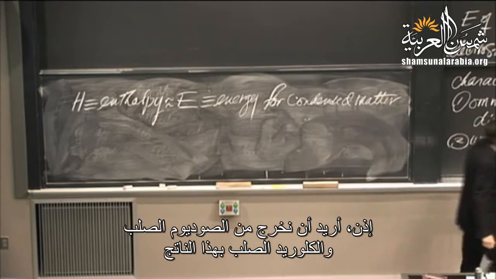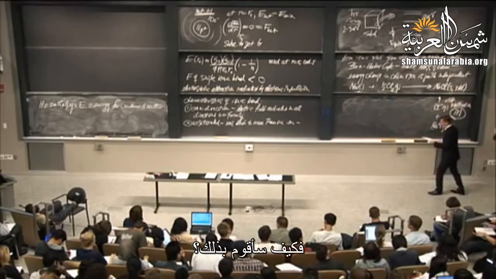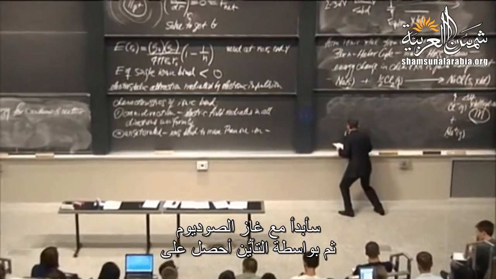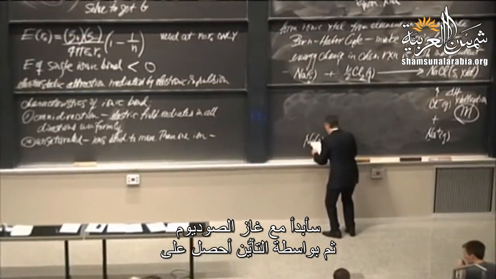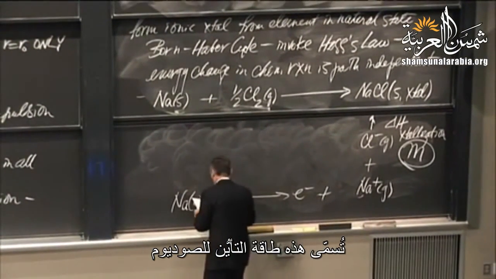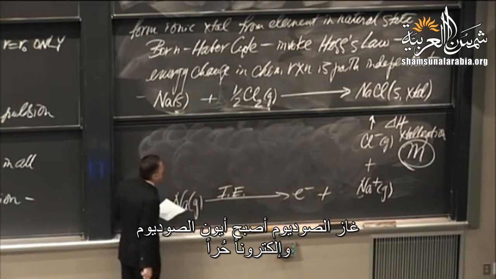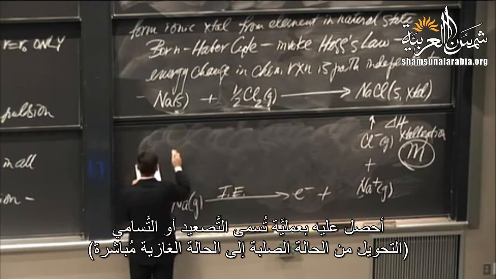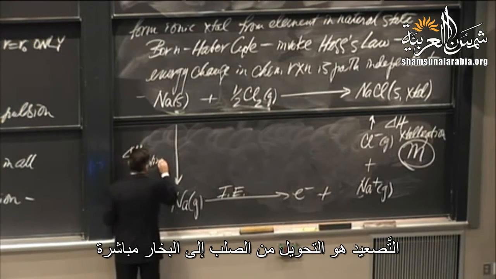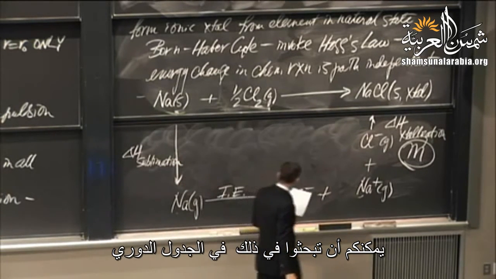Okay, so I want to get us from sodium solid and chlorine over to here. How am I going to do that? Well, first of all, I know how to make sodium ion gas. I start with sodium gas, and then by ionization, I make the electron plus sodium ion. This is called the ionization energy, isn't it? Sodium gas goes to that. Now how do I get sodium gas from sodium? That's just called sublimation. So I'm going to need delta H of sublimation. Sublimation is the conversion of solid to vapor, and you can look that up on the periodic table.